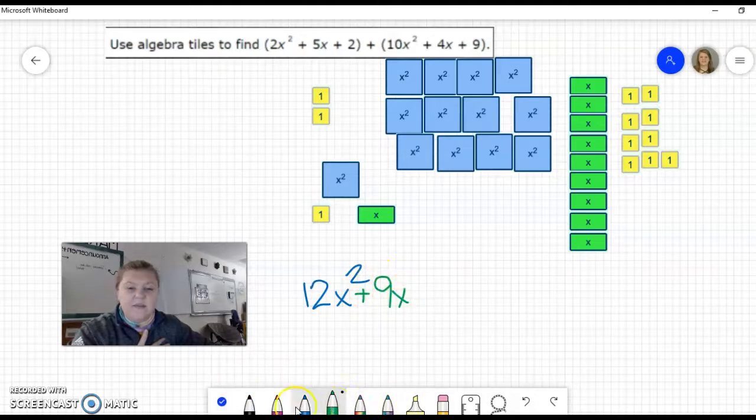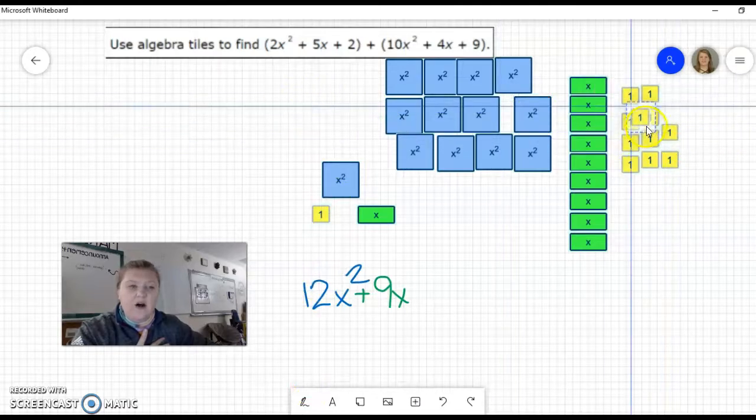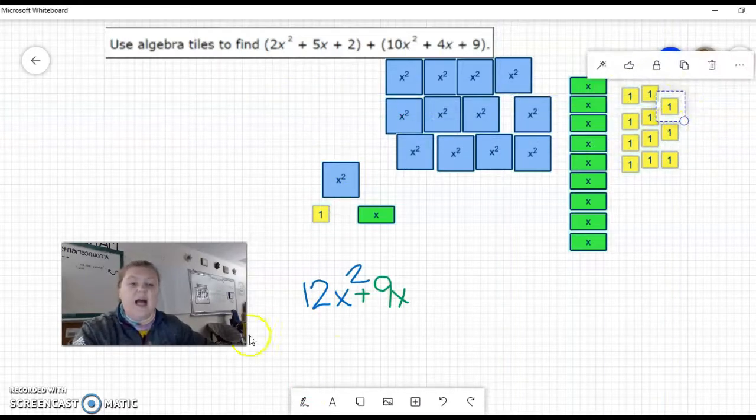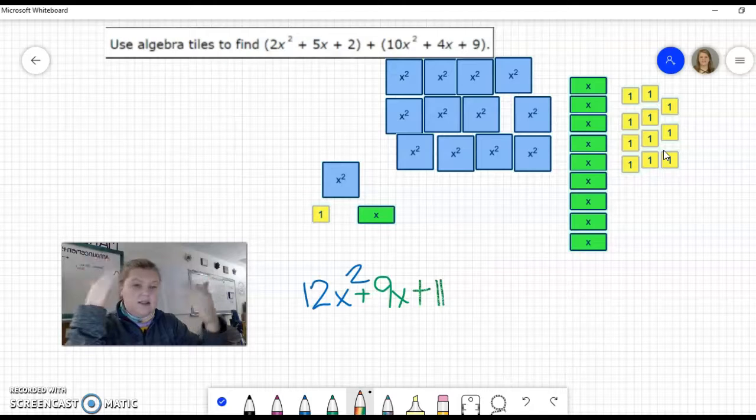Okay, and then same thing with my numbers, right? So if I have 2 here and I have 9 there, all together, if I put them in one pile, I have 11. So notice all I'm really doing here is I'm just rearranging, right? Notice I didn't add any tiles, I didn't take away any tiles, right? I just literally combined to see how many total I have.